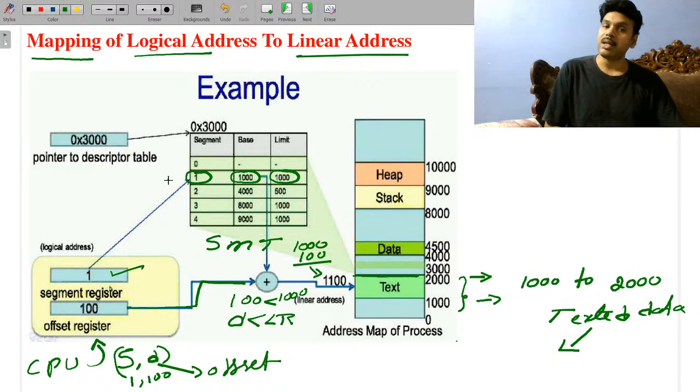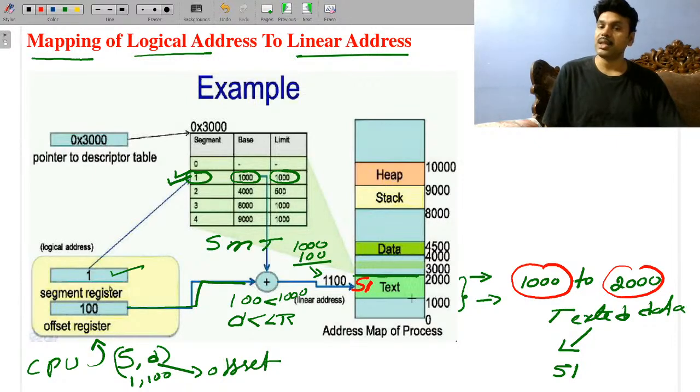What is loaded inside is a segment. Please understand. So the segment consists of this range. This text data is your segment number 1, because in segment 0 nothing is there. 0 to 1000 may be allocated to the operating system. Let us see the remaining. Segment 2, 4000 to 4500, is your data. Segment 3, 8000 to 9000, is loaded into the stack.